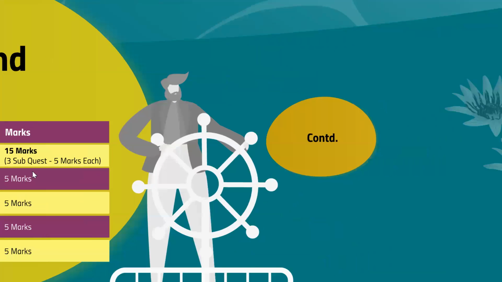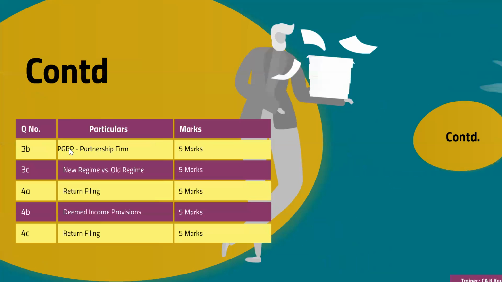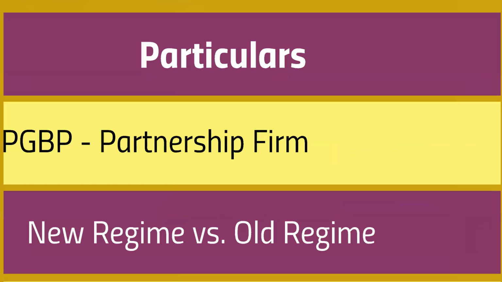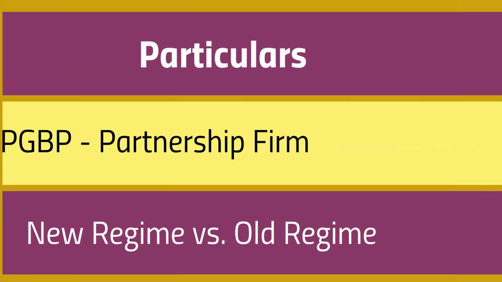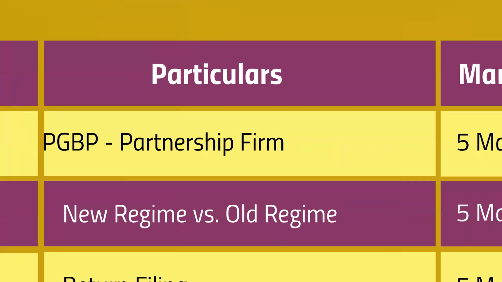And then if we move on to the second segment of question number 3, it was on computation of income of a partnership firm, PGBP. Okay, this is a head of income, that is profits and gains from business or profession, of a partnership entity. So this has 5 marks.